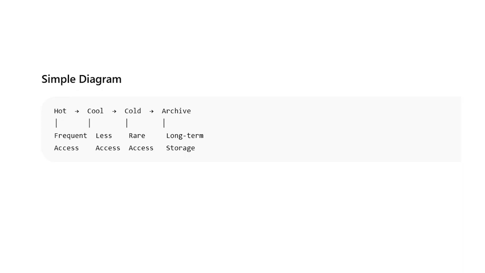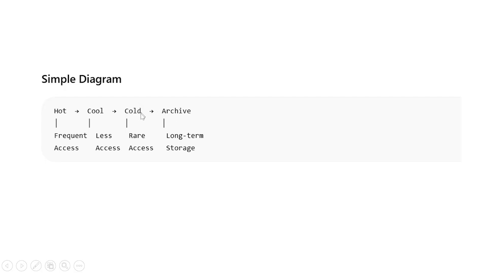In the hot tier, it is used for frequently accessed data, but it has a higher storage cost, though a lower access cost. In the cool tier, it is used for infrequently accessed data. Storage cost is lower than hot, but it has a higher access cost. The cold tier is used only for rarely accessed data, and it is cheaper storage than cool.